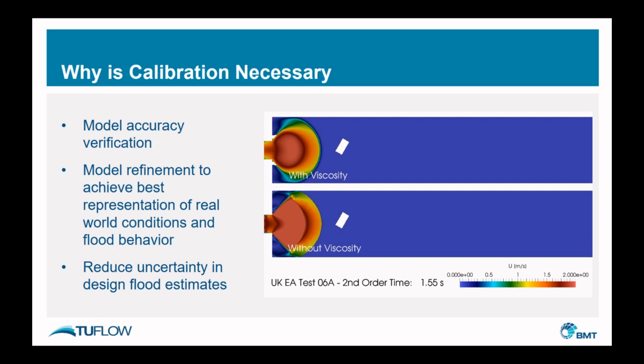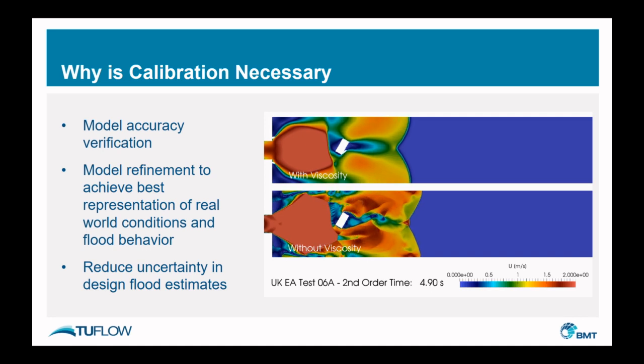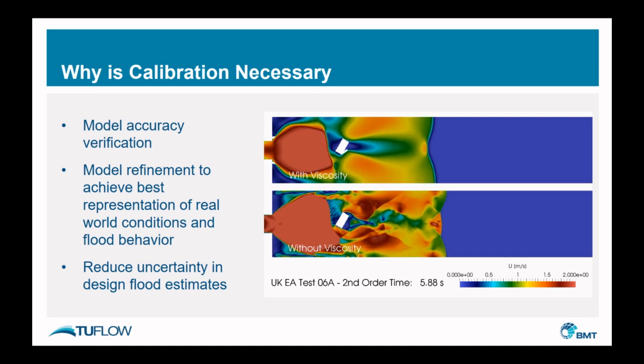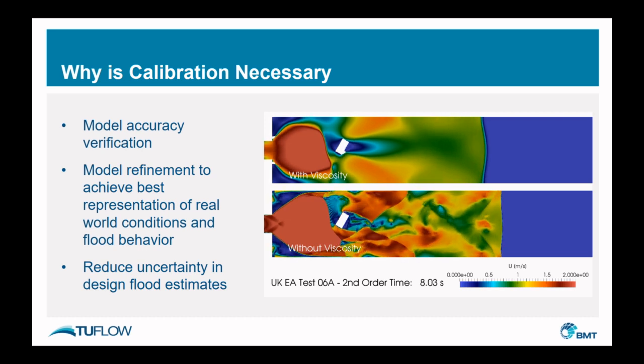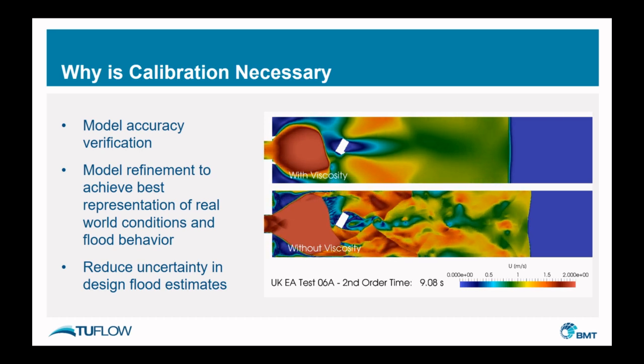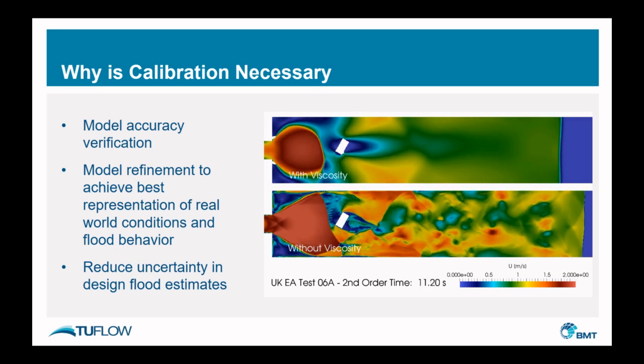We've translated that flume into two models. The model on the top is one which uses TUFLOW's default parameters, and then the one on the bottom is the exact same model, though with eddy viscosity terms switched off. The question I'd like to ask you is, which of these two is right?